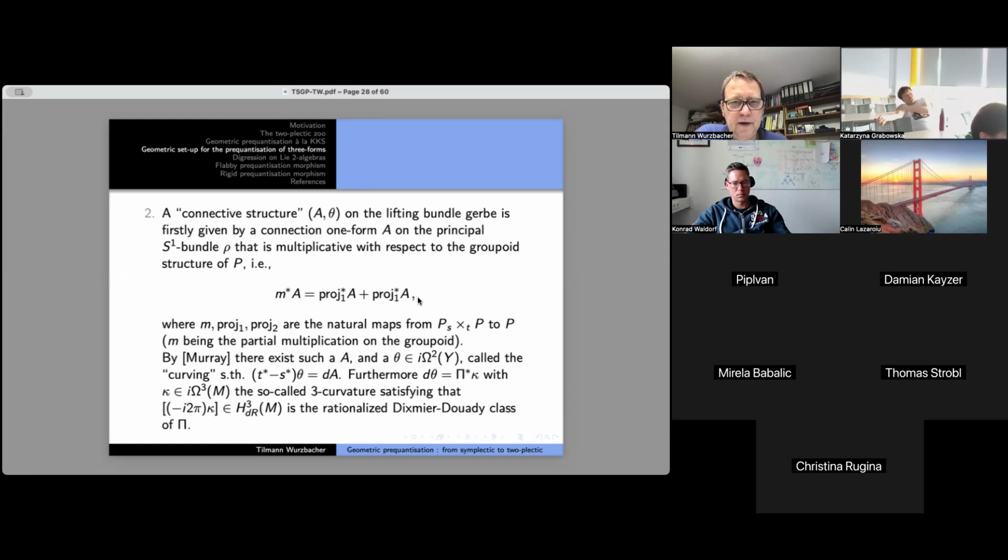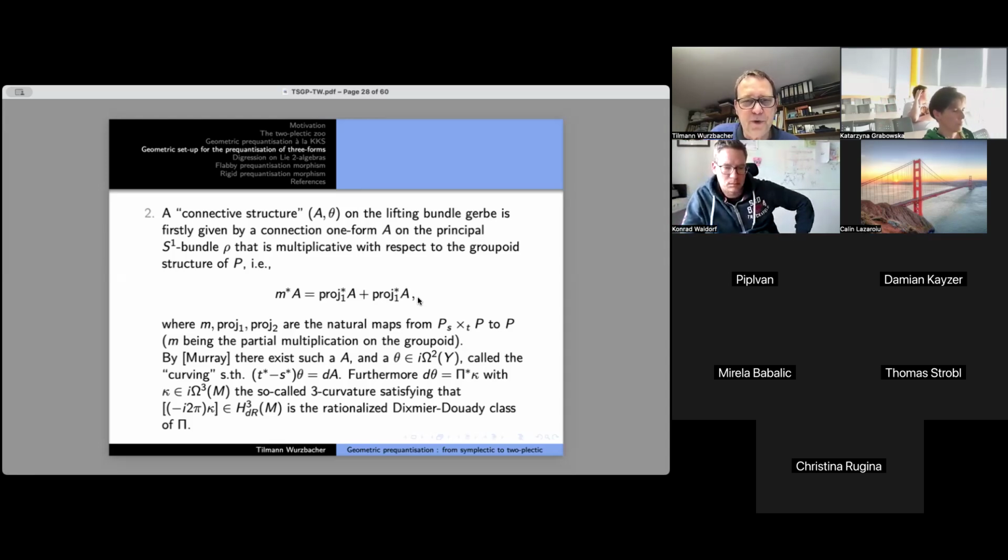I think this answered maybe the question of Thomas. He's not there. Okay. Yes, sorry. Okay. And furthermore, if you take d theta, then d theta again is a pullback, and it comes from the manifold, and this is called the 3-curvature.